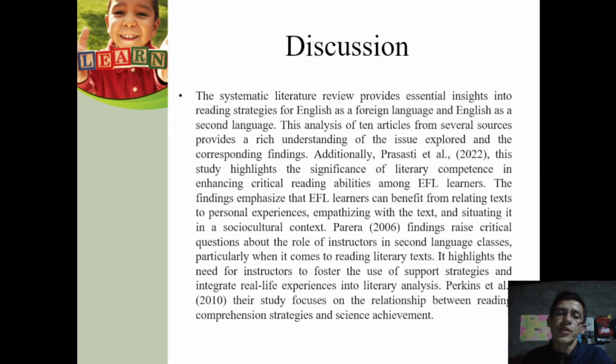And let me share with you a little bit about the discussion. The systematic literature review provides essential insights, of course, into reading strategies for English as a foreign language and English as a second language. This analysis of the 10 articles from several sources provides a rich understanding of the issues explored and corresponding findings. This study highlights key strategies to help students to develop reading skills.